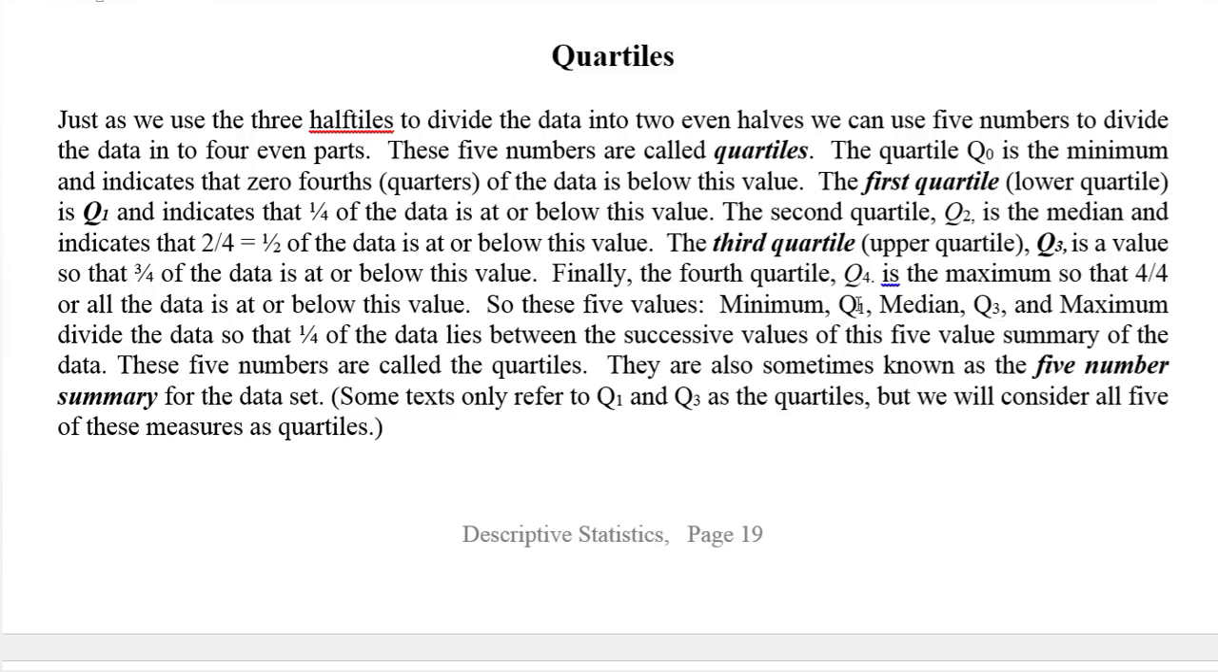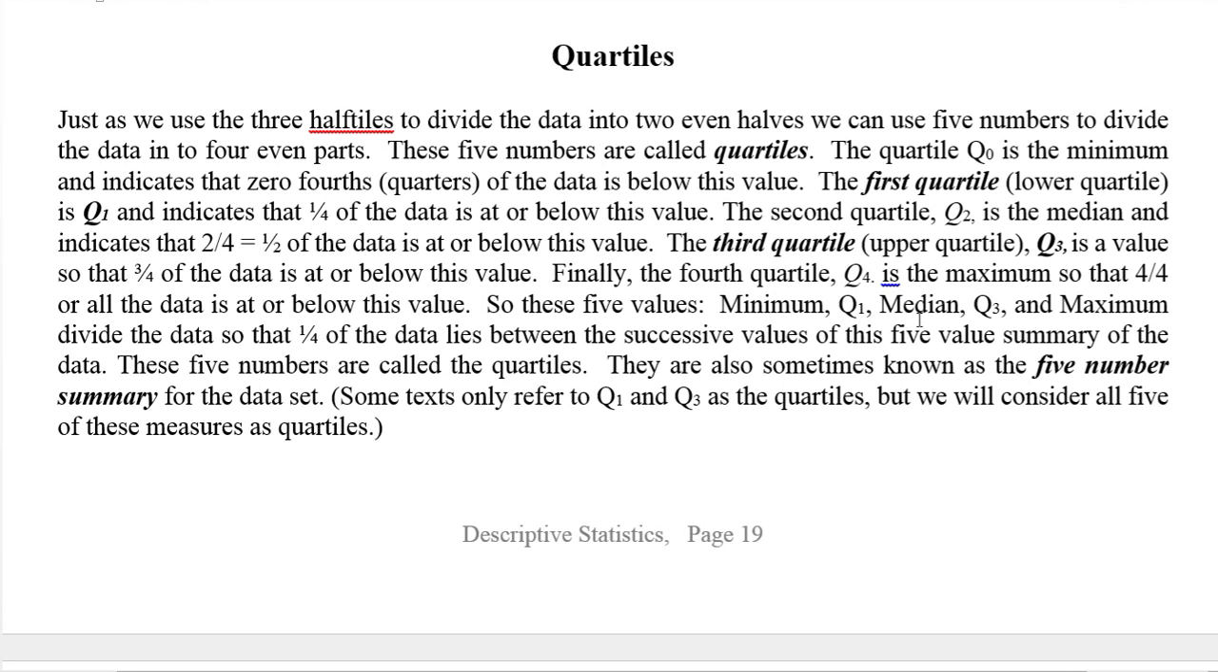It actually takes 5 numbers to do that, and I call all 5 of those numbers quartiles. Some authors only call Q1 and Q3, the lower and upper quartiles, the quartiles, but actually all 5 of them are needed to break the numbers up into 4 even pieces. So of course Q0 is the minimum, the lowest one. Q4 is the maximum, the highest one.